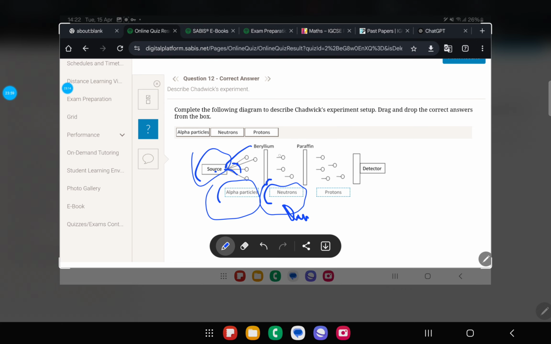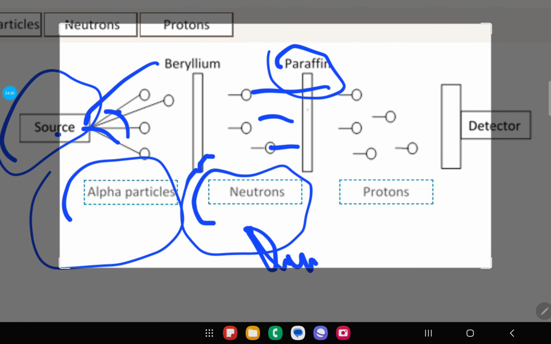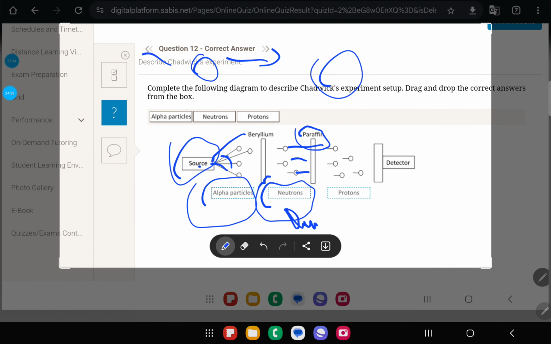Okay. So once the neutrons were released, they hit the wax, the paraffin wax. Once they hit it, what basically happened was, when you go all the way to atomic levels, the neutron will hit the proton. Once it hits the proton, it will knock the proton out. That is why protons are shot outwards.